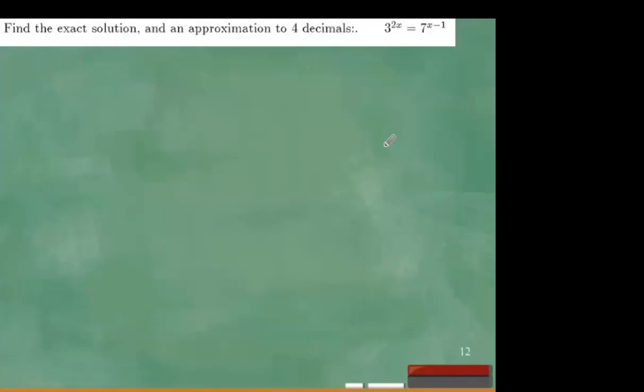Find the exact solution and an approximation of 4 decimals for this equation. We're going to solve for x. The variable that you're solving for, x, appears at the exponents. We cannot make the base the same in this case. The base here is 3, the other one is 7. We cannot make it the same. When you cannot make the base the same, you want to take a log of both sides. I'm going to take a log of the left-hand side and also take a log of the right-hand side.